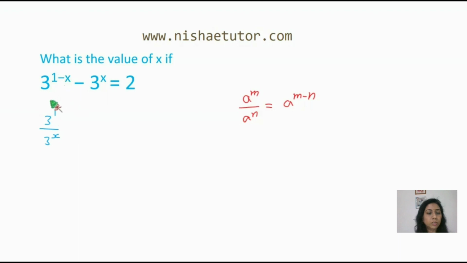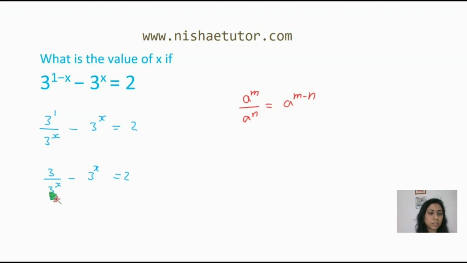This negative goes down, okay? And 3 to the power x equals 2. 3 to the power 1 we can write as 3. So 3 over 3 to the power x minus 3 to the power x equals 2.